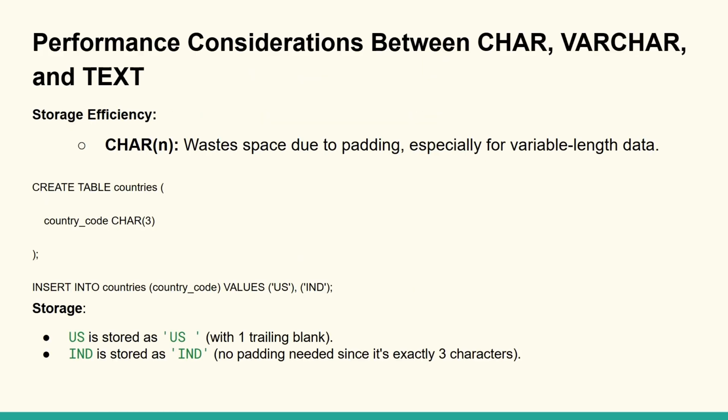Now it's time to discuss some of the performance considerations between char, varchar and text. First let's talk about storage efficiency. Postgres stores data differently for char, varchar and text, impacting storage space and performance. When it comes to char, it is a fixed length string. If the value is shorter than n, Postgres pads the remaining space with blanks.